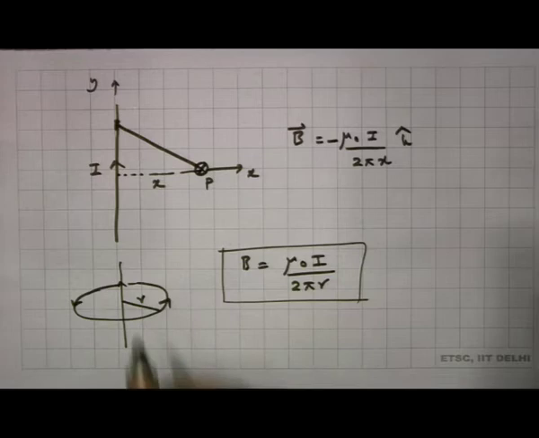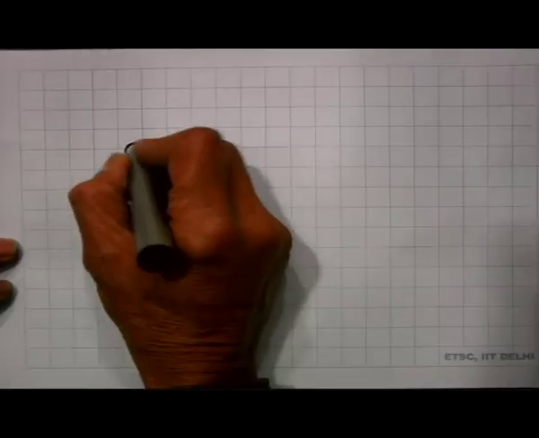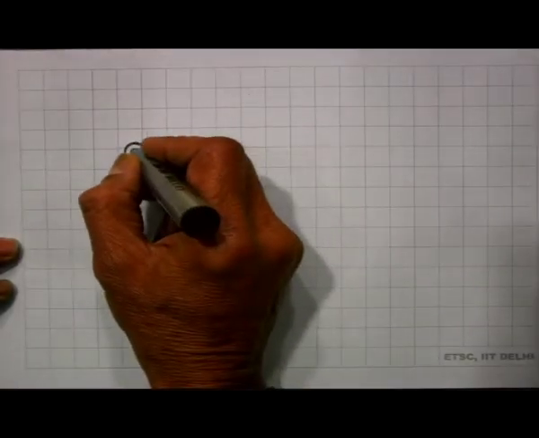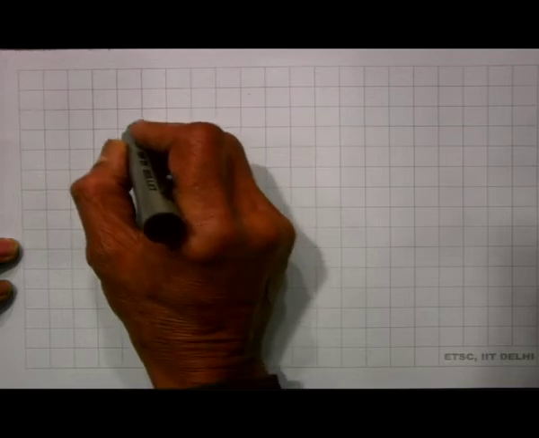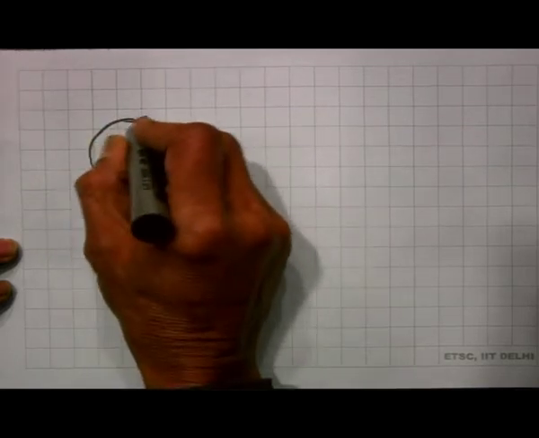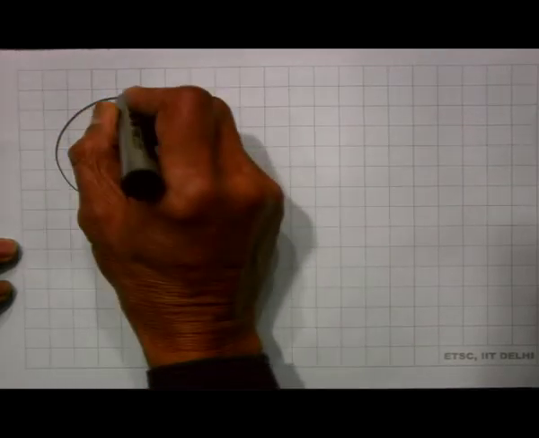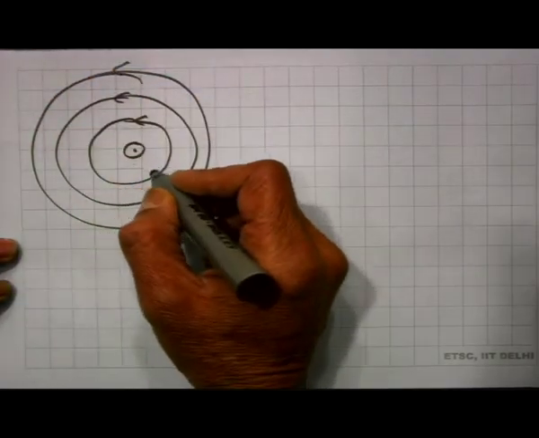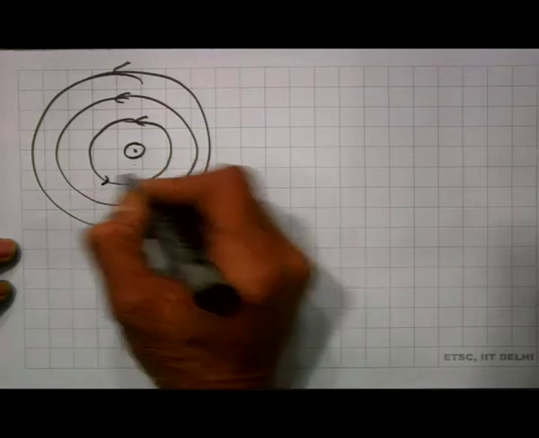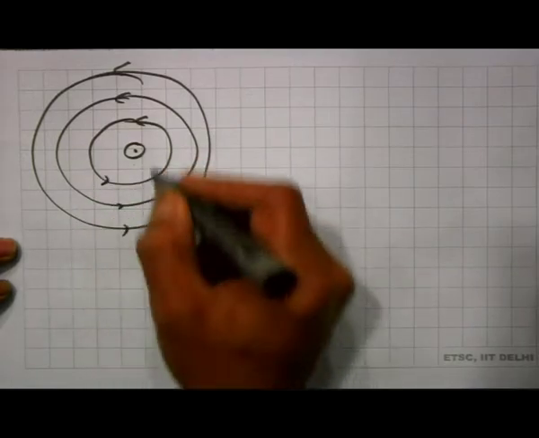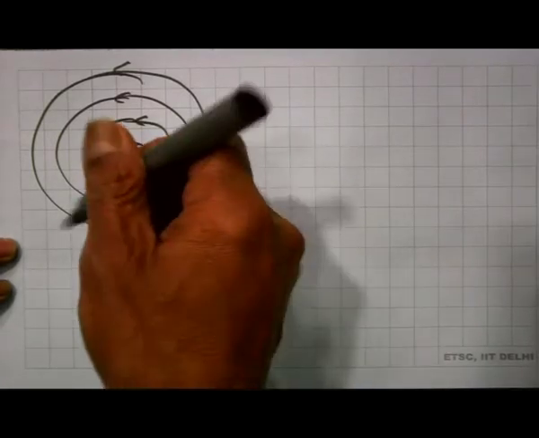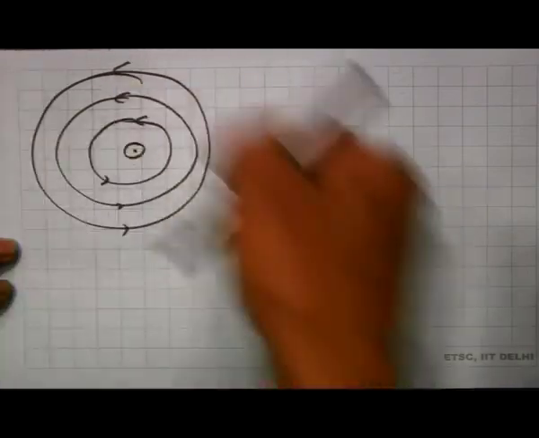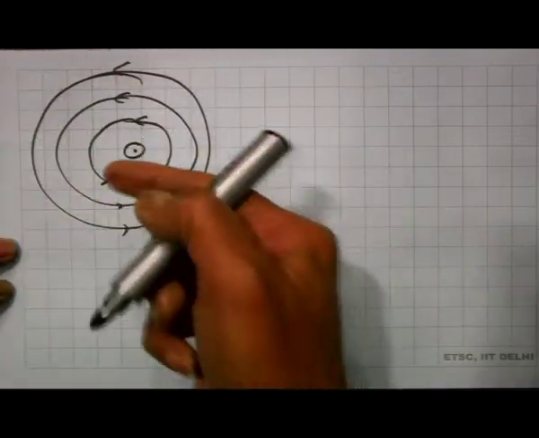Also note that magnetic field lines form closed lines. If this is the current carrying conductor carrying current towards me, the magnetic field lines will look like this, closed loops around the conductor, and the direction of the magnetic field is determined by the direction of the current flowing through it. Because of the right hand screw rule, the magnetic fields are in the anticlockwise direction when the current is coming towards me.